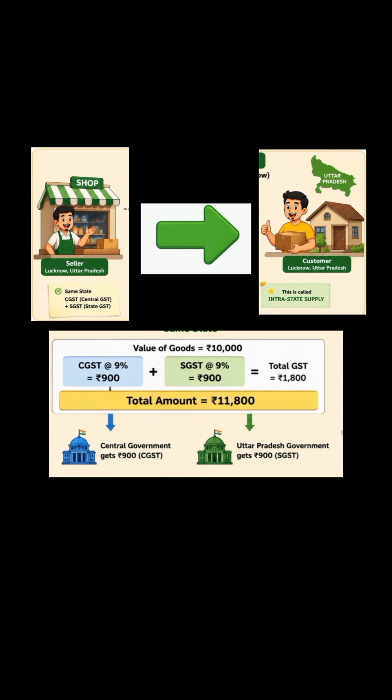Now, for example, suppose a shop in Lucknow has sold a product to a customer who lives in Lucknow for rupees 10,000 and the GST rate is 18%. Here, as the supply of goods and services is happening in the same state, CGST and SGST will be collected. It means that 9% of the tax will be collected as CGST by the central government and 9% of the tax will be collected by the state government as SGST.